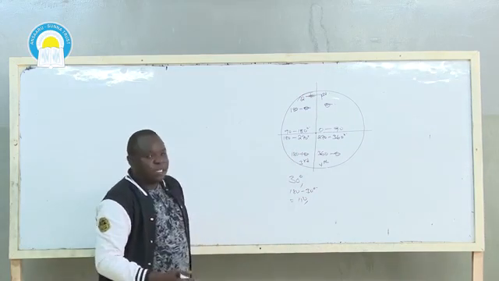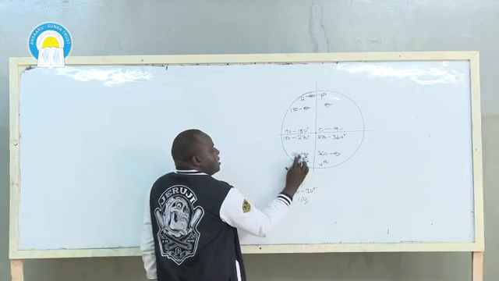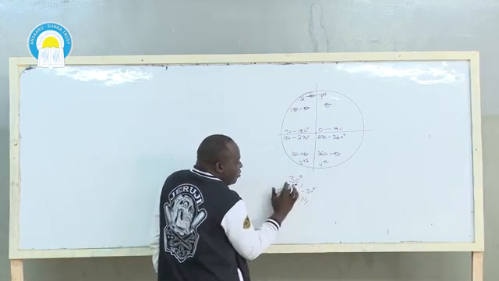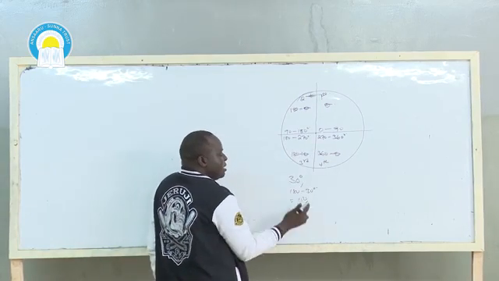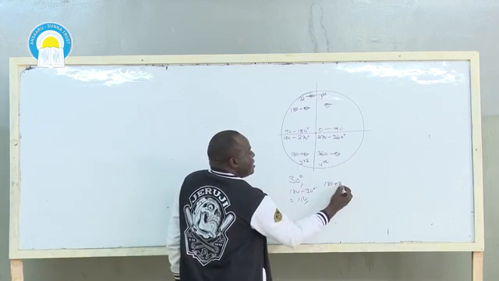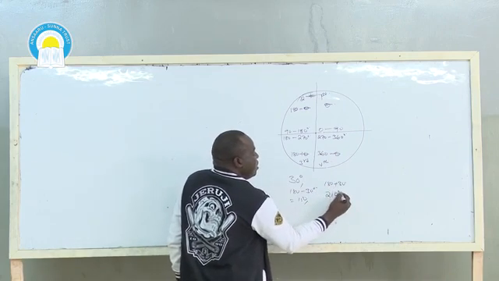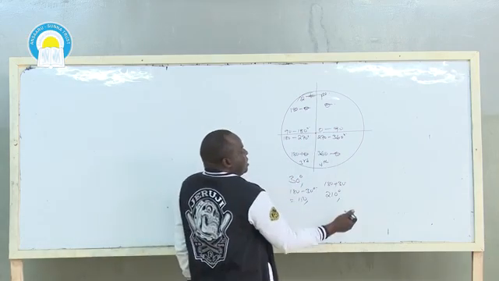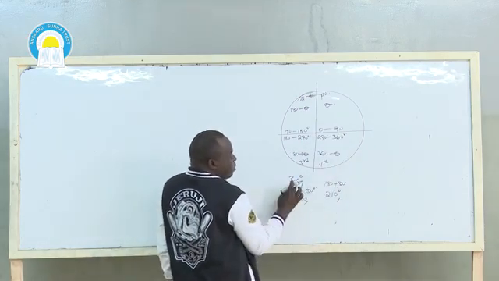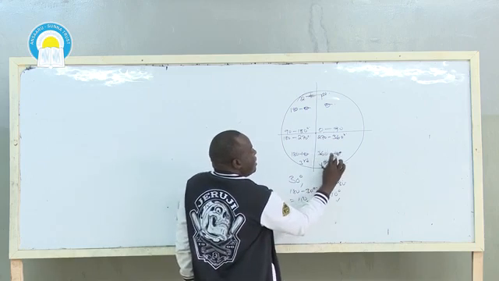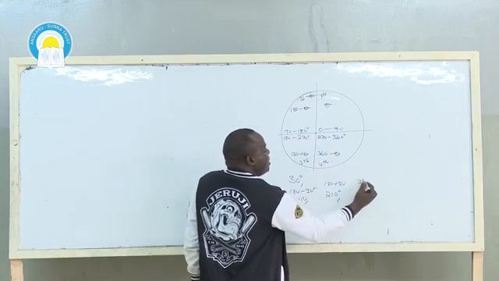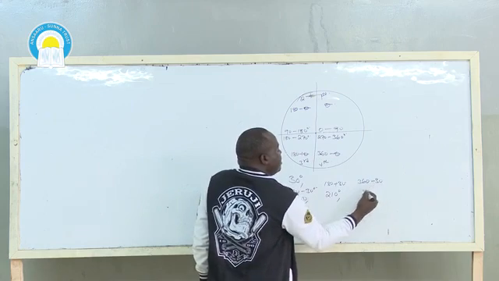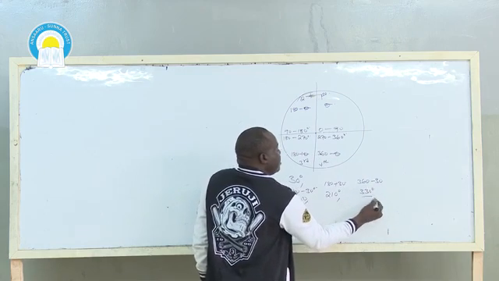In the third quadrant, it should be 180 plus theta, where theta was the acute angle, which was 30 degrees. So it's 180 plus 30 degrees, which is equivalent to 210 degrees. The next one, in the fourth quadrant, relating to theta, which was 30, should be 360 minus theta. So it's 360 minus 30 degrees, which is 330 degrees.